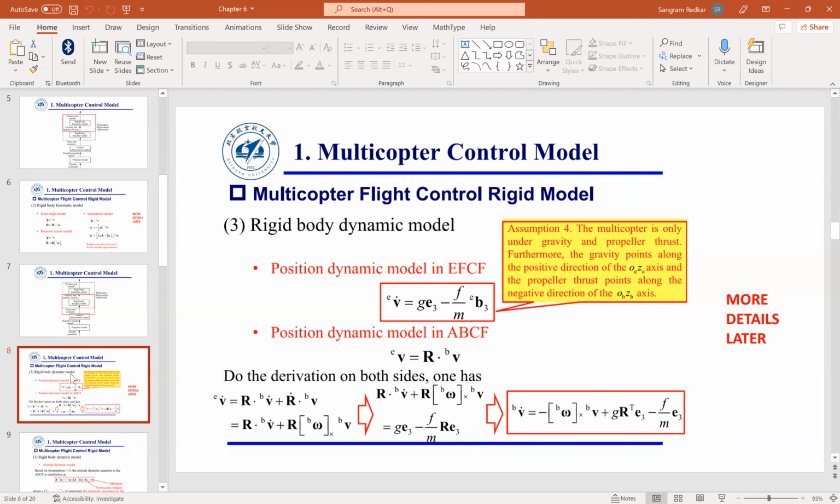This Ev dot is the velocity of the airframe in the Earth-centered, Earth-fixed coordinate frame. Then you have something called g. The g vector will always be in the down direction in the Earth-centered, Earth-fixed frame. The g vector is always going to be downwards in the Earth-centered, Earth-fixed frame.